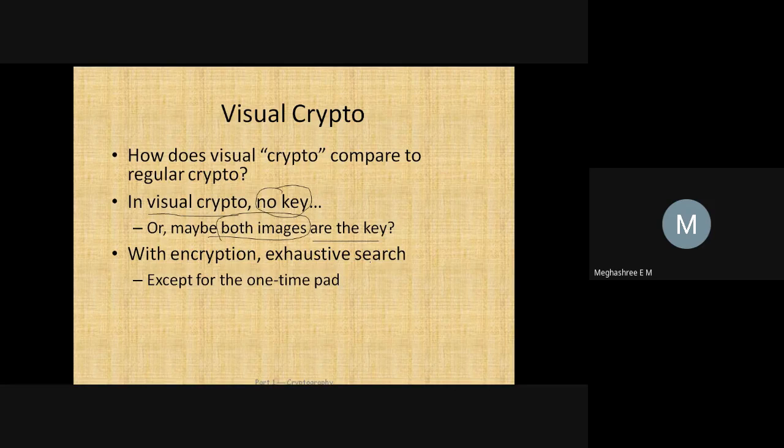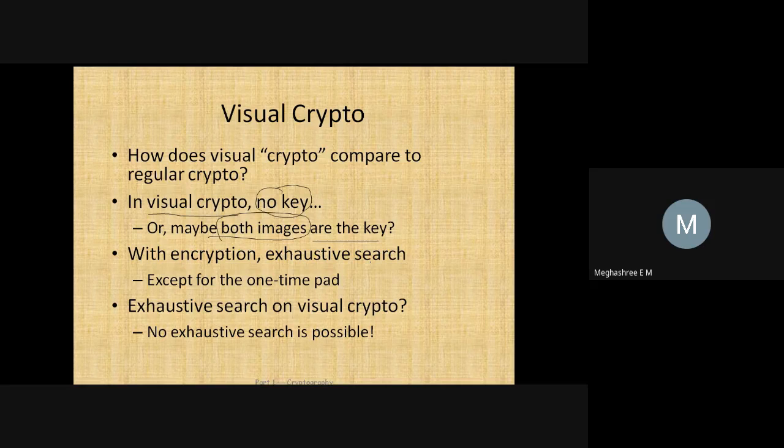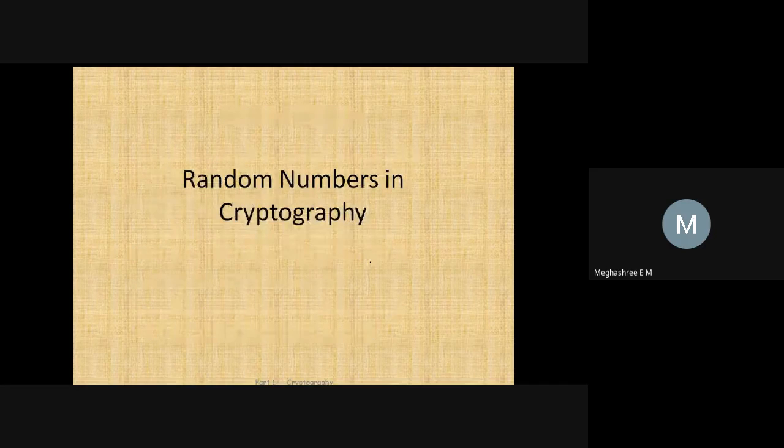Except for one-time pad. So this is what we discussed in the first module. With respect to visual cryptography, what happens? Exhaustive search is not possible at all. Fine. So this is the difference between regular cryptography and visual cryptography. I hope I am clear to everyone. So we'll move to the next part, that deals with random numbers.